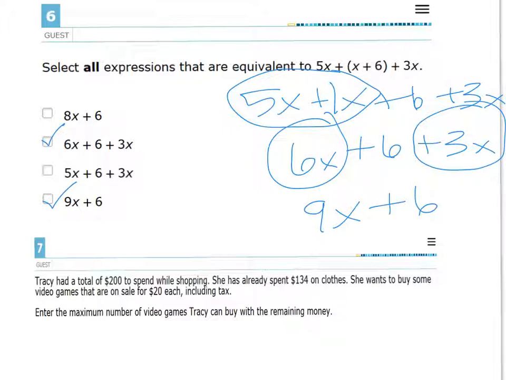Now, the first one, 8x plus 6, that is not true because it is 9x plus 6. And then finally, the 5x plus 6 plus 3x is also not true because we have the 6x plus 6 plus 3x. So we combine like terms at the beginning, and then we simplified all the way at the end.